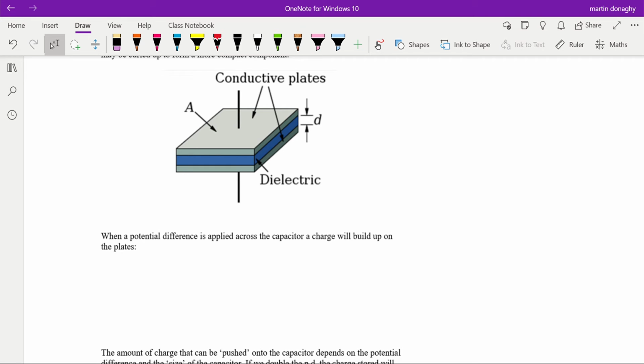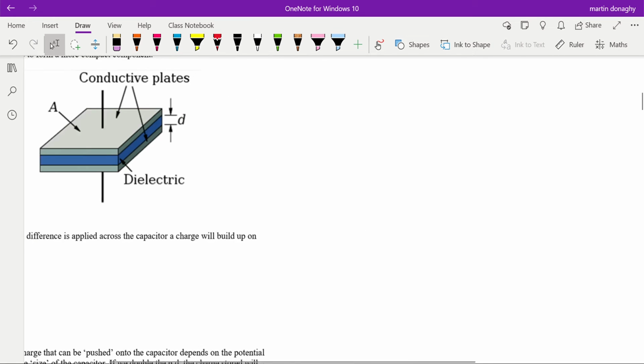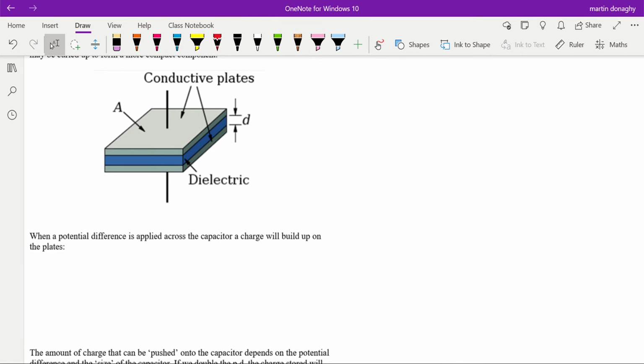Okay, our new topic is capacitors, and a capacitor is just another electrical component. What it consists of is essentially two metal plates with an insulator in between. And that allows the capacitor to store charge.